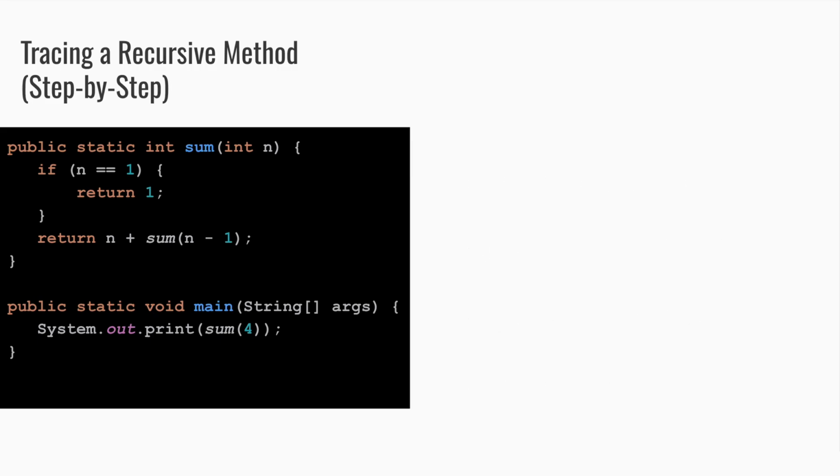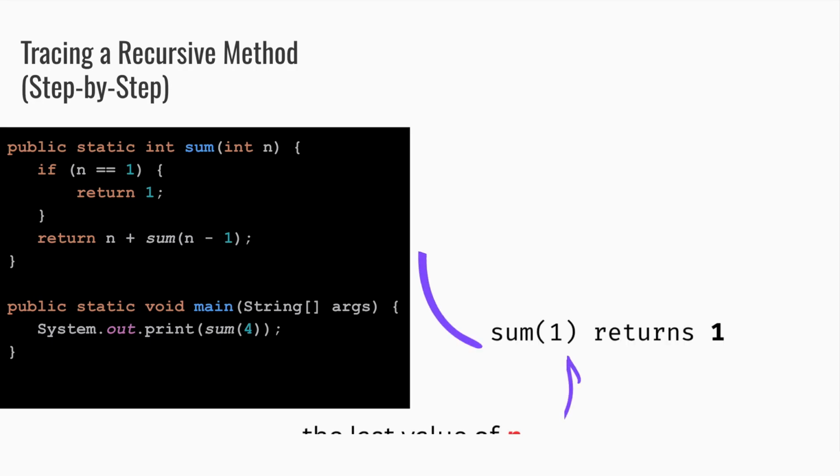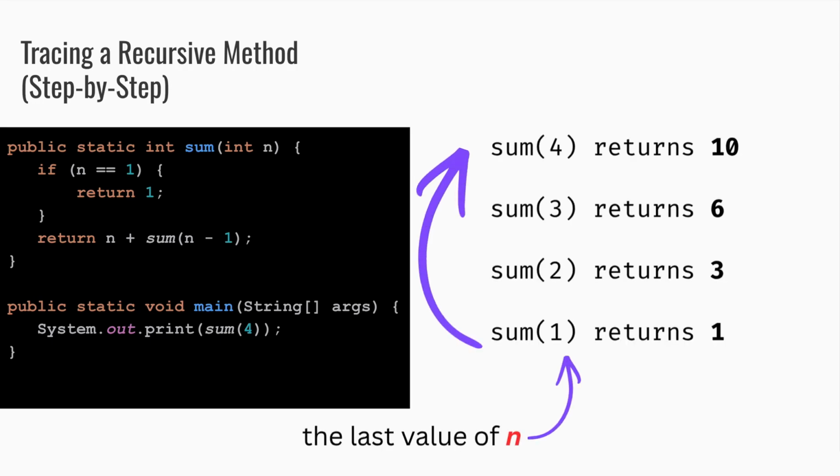A good way to picture this is in two phases. First, the method call goes downward from sum4, sum3, sum2, and then sum1. Then once it reaches the base case, the values come back upwards. So then it becomes sum1, it returns 1, sum2 returns 3, sum3 returns 6, sum4 returns 10.